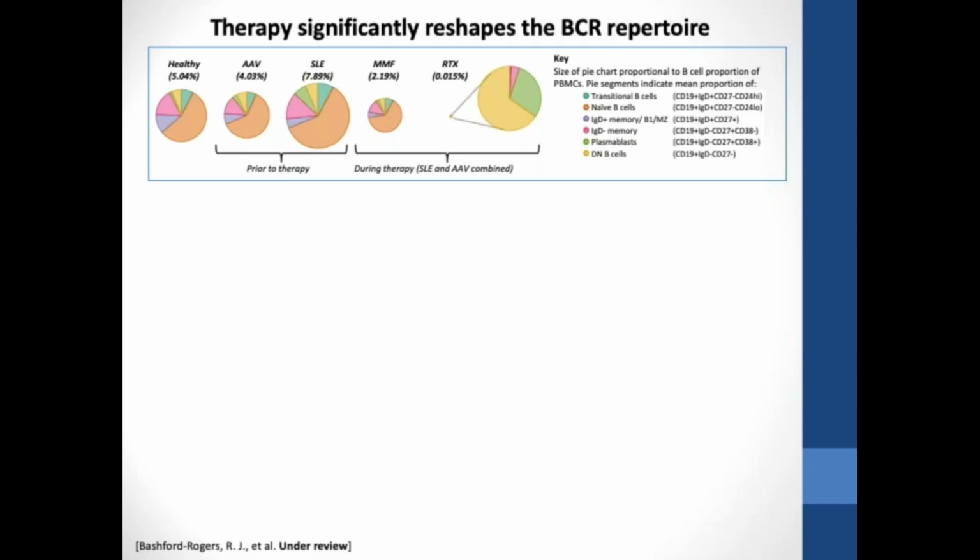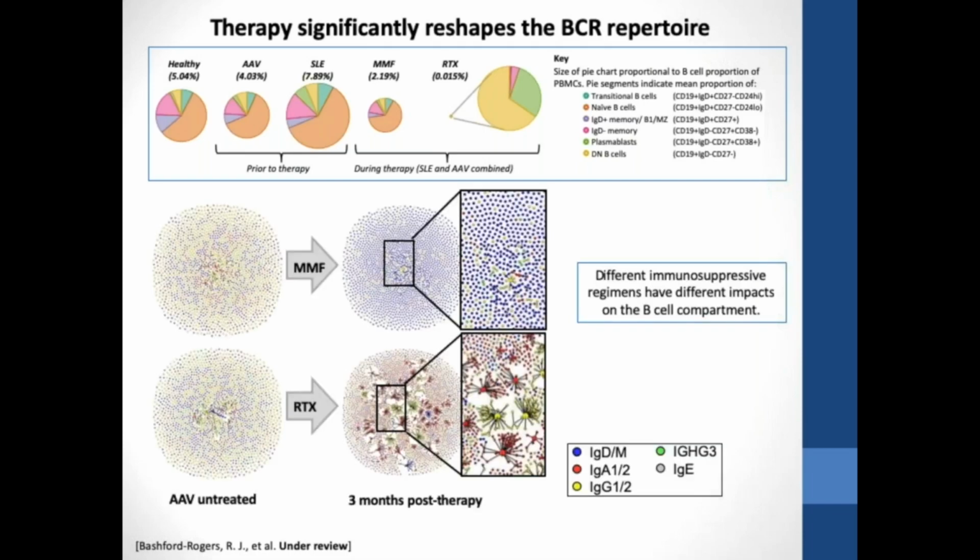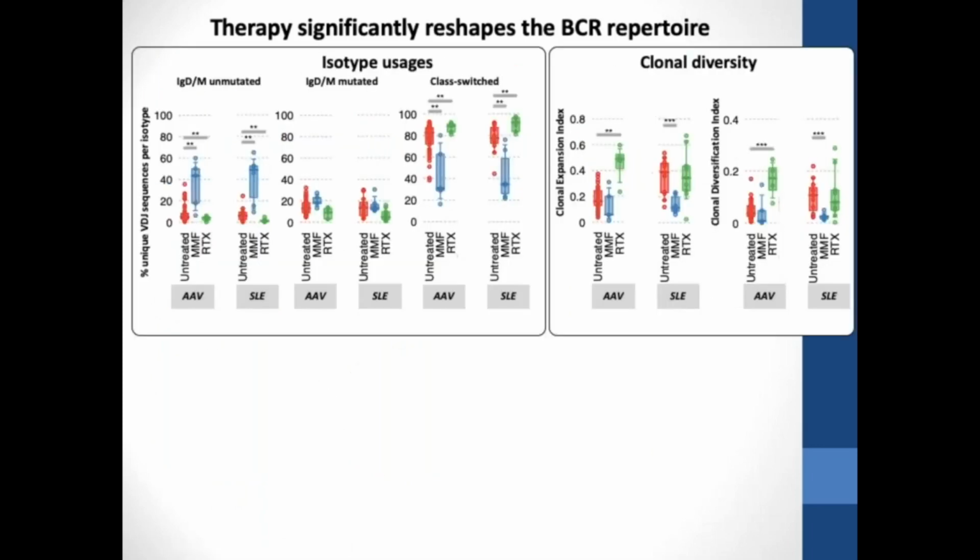So what impact does it have on the B-cell repertoire itself? MMF typically changes the B-cell repertoire to an IgD B-cell population, whereas with rituximab, we see it's predominantly class switched, with increased somatic hypermutation and clonal expansion. We can quantify this. On the left are the isotype usages between the different therapies and between the different diseases, and on the right are the clonal diversity measures. We can see significant differences between the different therapies.